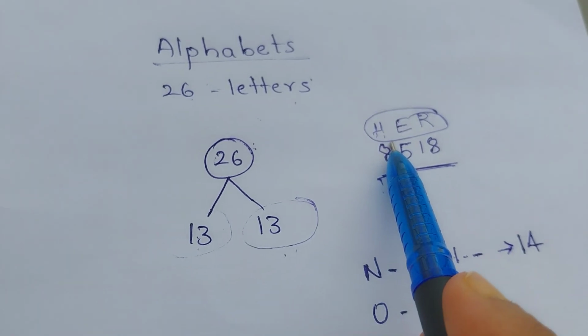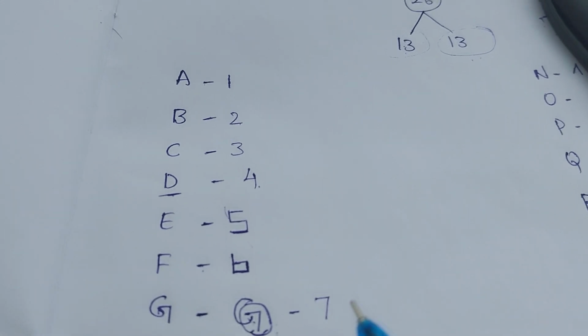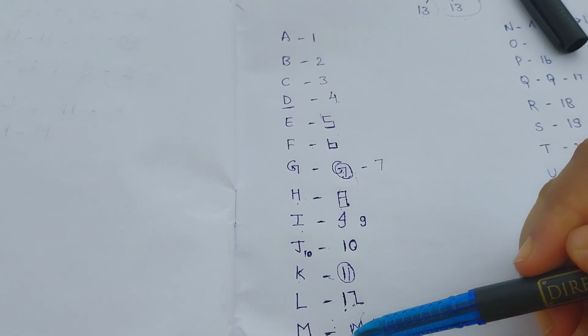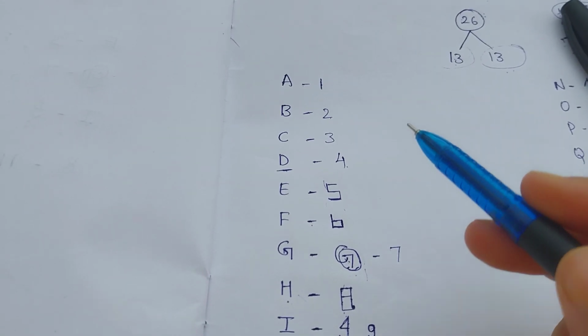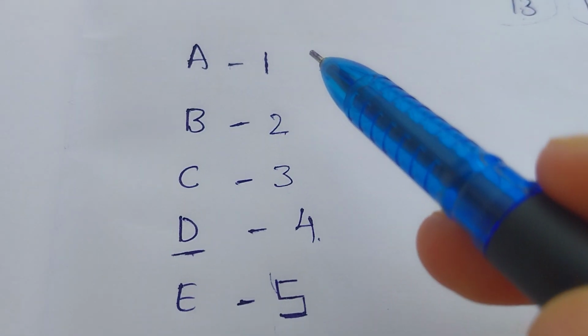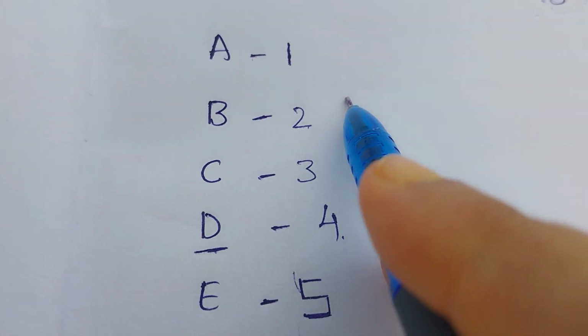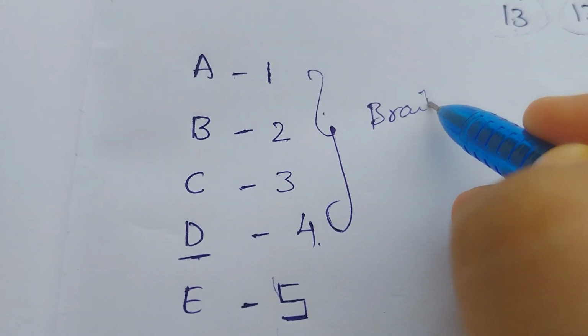So let's start with the main topic of our video today. I have written the first 13 letters, the first half of the alphabet. One by one we will learn how to remember the numbers for the alphabets. For the first 4 letters there is no such trick. You have to use your brain, because brain matters.